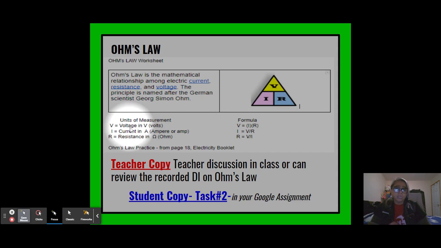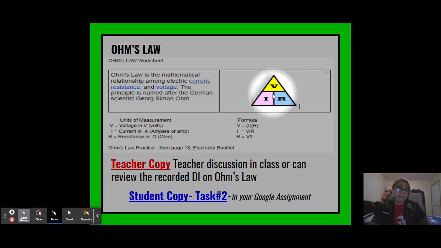Now, the units of measurement will be as follows. For V, the unit of measurement would be capital V, that means volts. Current, represented by I, the unit of measurement would be A, or ampere, or amp. And R here is resistance. The unit of measurement would be this Greek letter omega, and it's called ohm.